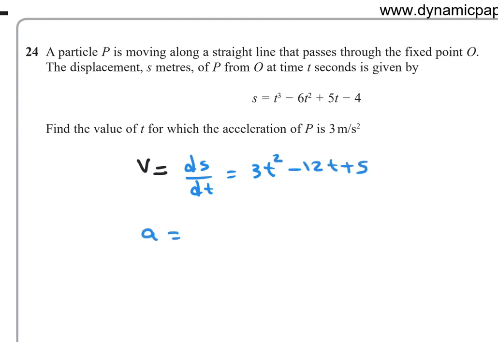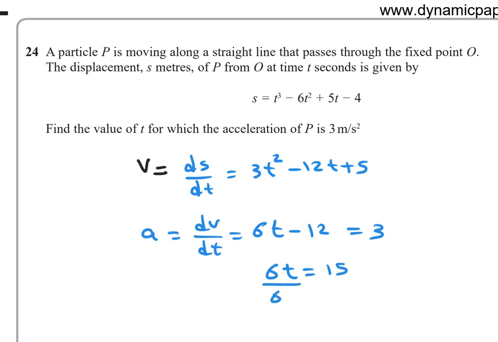So the acceleration is the derivative of the velocity. So 6t minus 12. Now equate to 3. So 6t equals 15. So divide by 6. So t equals 2.5.